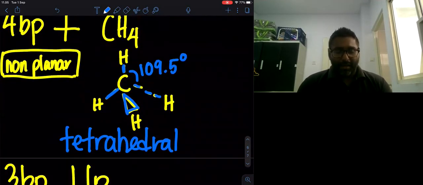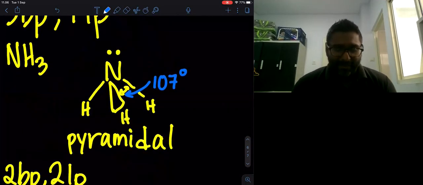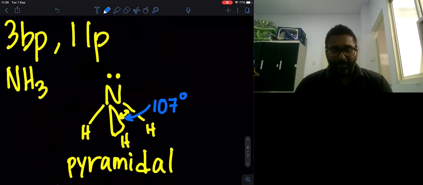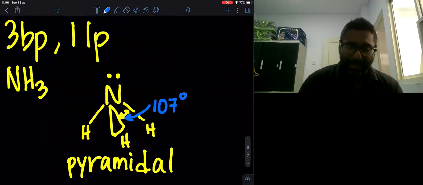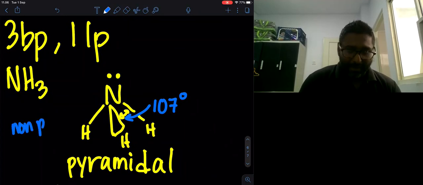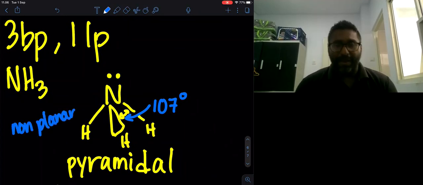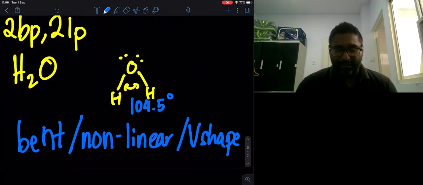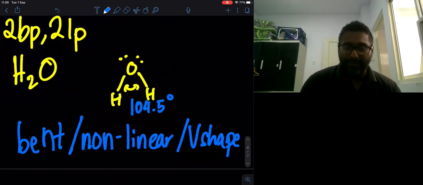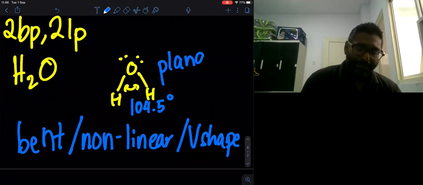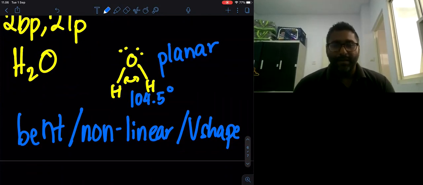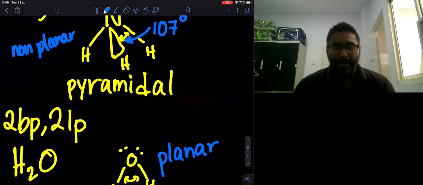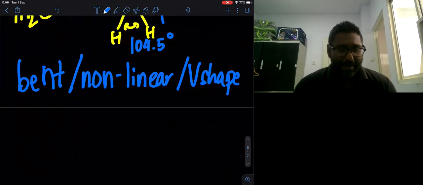Another one, let's discuss here. For pyramidal, this one is going to be non-planar because it's a 3D diagram. But here, this one is a 2D diagram. So this one is going to be planar. Take note of this. It's planar.